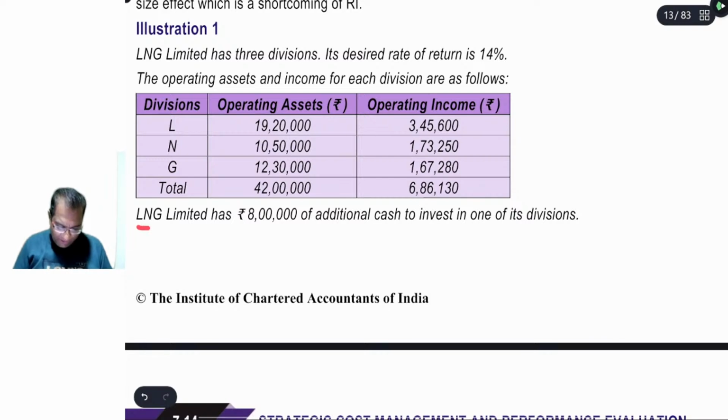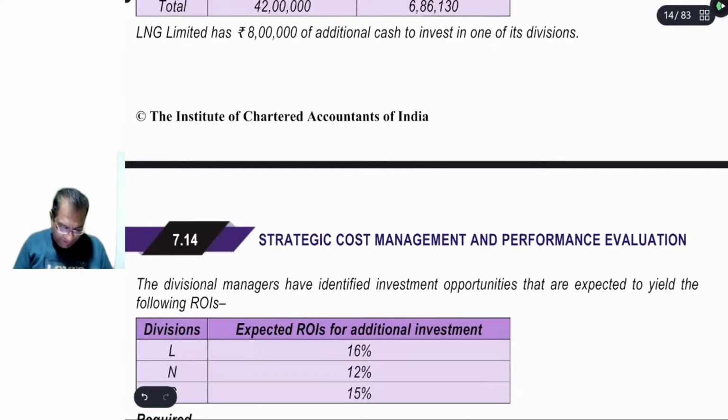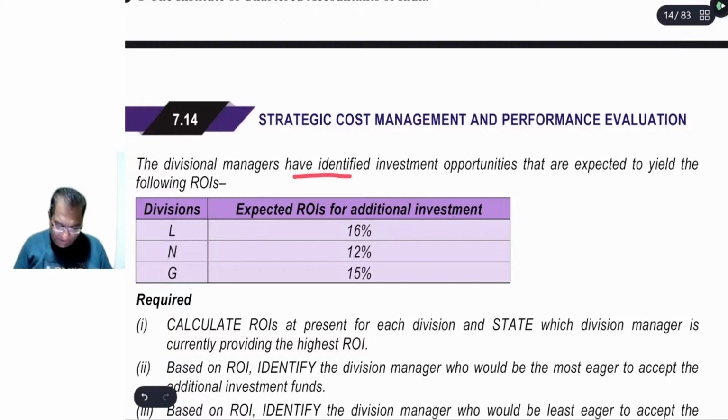LNG Limited has rupee 8 lakh of additional cash to invest in one of the divisions. This is the current investment the company is having along with the department. Now company is having 8 lakh rupee of additional cash that will be invested in one of the department L, N or G. Okay. The divisional managers have identified investment opportunities for rupee 8 lakh that are expected to yield the following ROI.